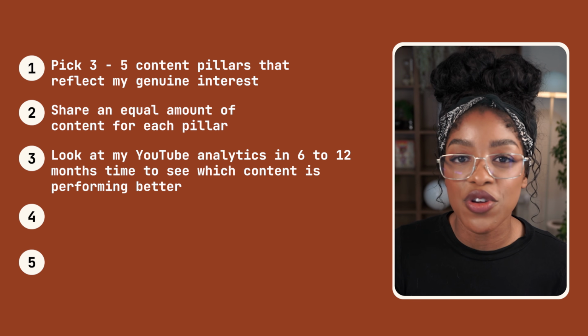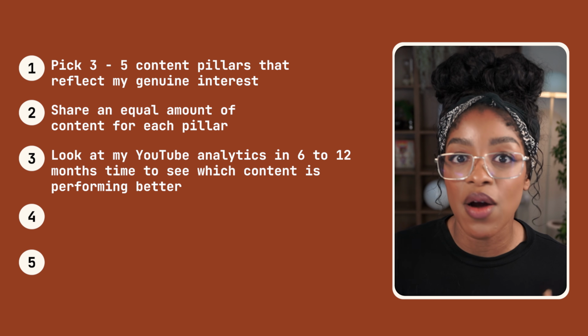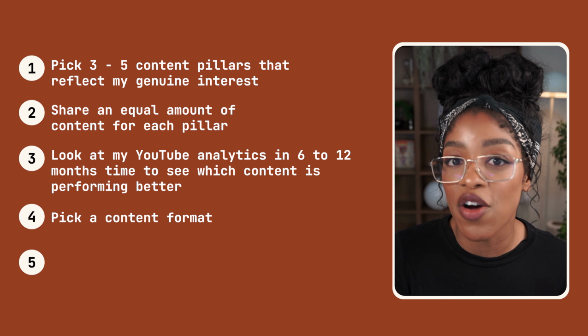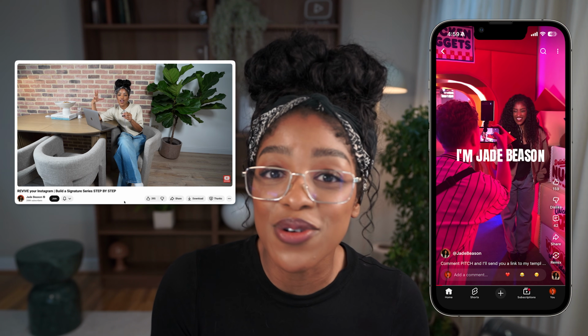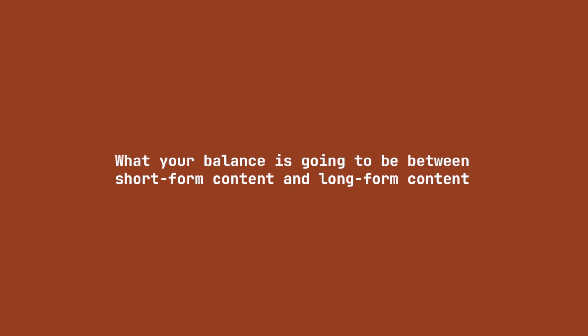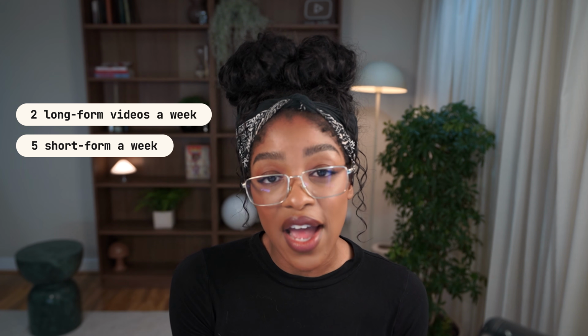Now, other things that I would consider when it comes to making a plan about what I'm going to post is the format of my content. So nowadays you have both shorts and long form. And I'm saying nowadays because when I first started YouTube, there were no shorts. That's how long ago it was. It was only 5 years ago, but it feels like a lifetime. So now you need to figure out what your balance is going to be between short form content and long form content. In my opinion, the best balance for this day and age is to have 2 long form videos a week and 5 short form a week.